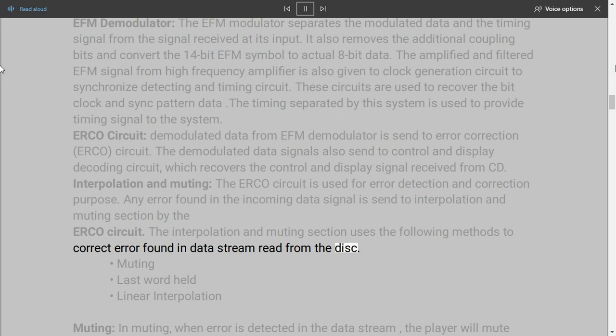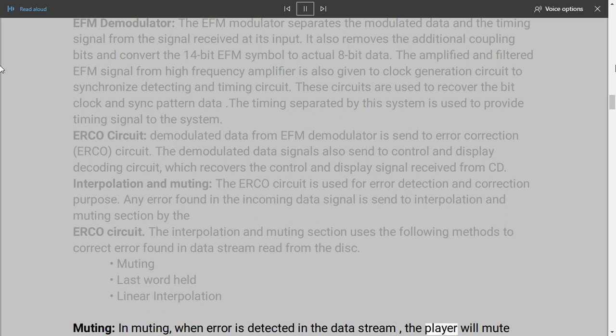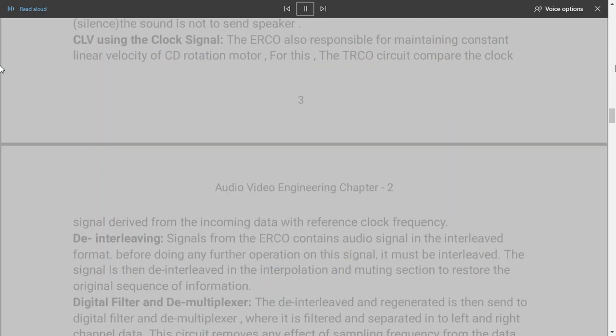Muting, last word held, linear interpolation. Muting. In muting, when an error is detected in the data stream, the player will mute, that is silence, the sound so it is not sent to the speaker. CLV using the clock signal.